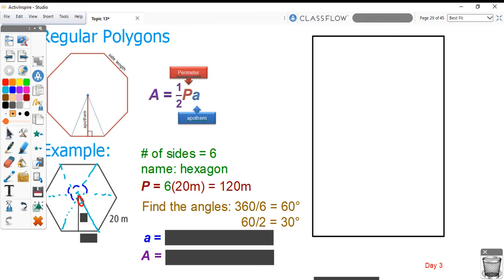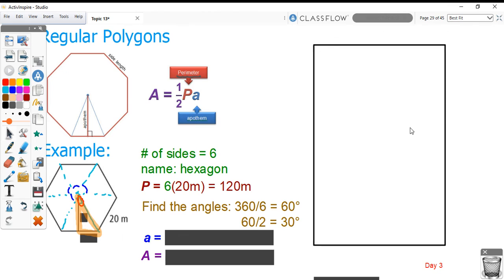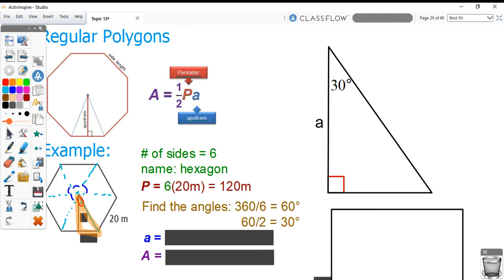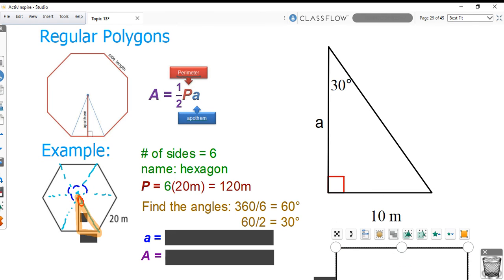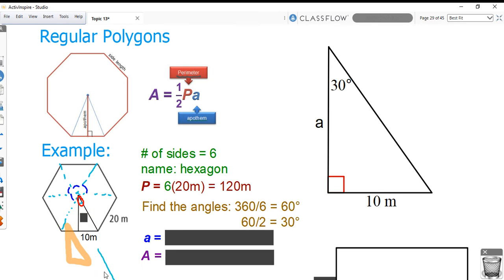Okay, so what we're dealing with down inside of this triangle right here, let me highlight the triangle that we're dealing with. What we're dealing with is this triangle. And we know that our apothem length is going to be this side of the triangle, but we also know that this angle is 30 degrees, and we know that this side of the triangle down at the bottom is 10. That right there is 10 meters because it's half of the side length. This angle is 30 degrees because it's half of the central angle, half of that radius angle.